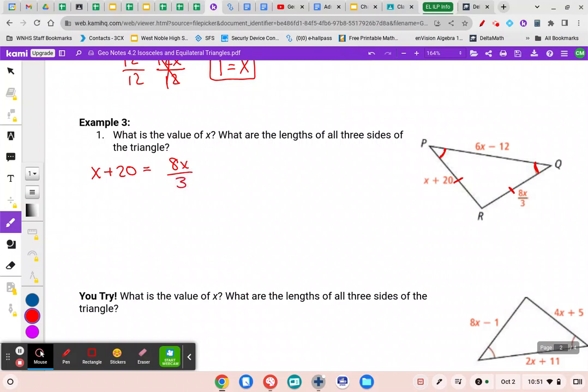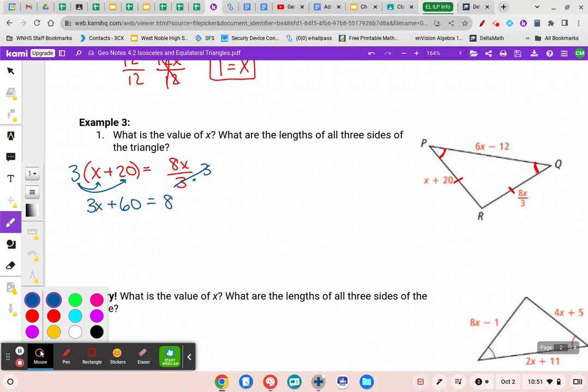This one's a bit tricky to solve for. I'm going to multiply by 3 on both sides. Then I will have to distribute this 3 through. Don't fall into the trap of just writing 3x. It is 3x plus 60 equals 8x. When you finish solving from here, once you get that first step done, it's not too bad. You get that x is equal to 12. So that's one part of the problem. It then asks us to plug it back in.